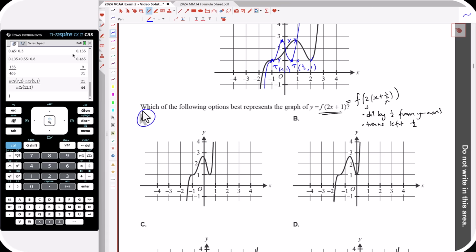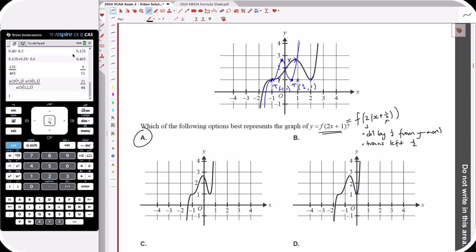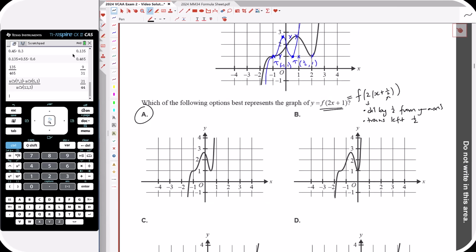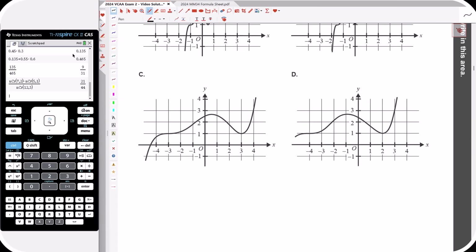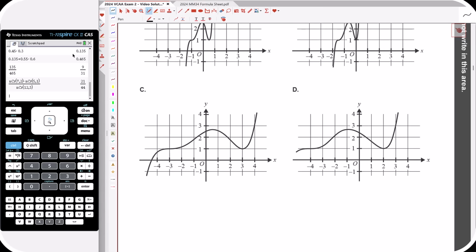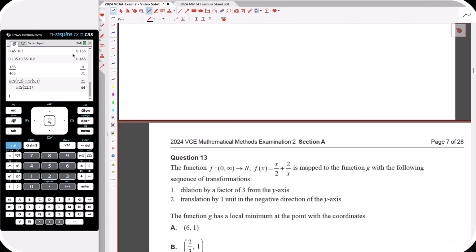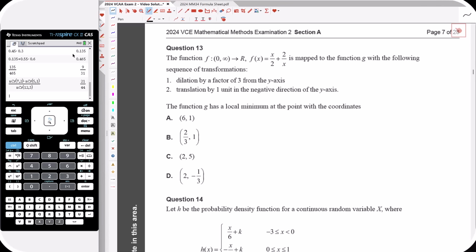So again, let's just check our other options. So B, it's definitely been dilated by half, but it's moved to the left by more than required. It's gone left 1, I'd say. These two have both been dilated by a factor of 2 from the y-axis, not half from the axis. Okay, question 13.